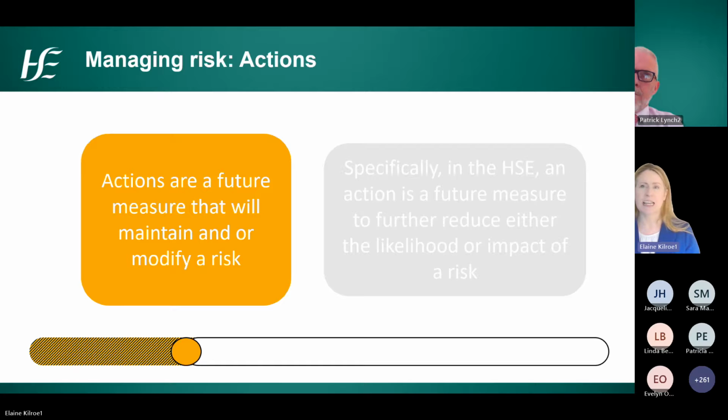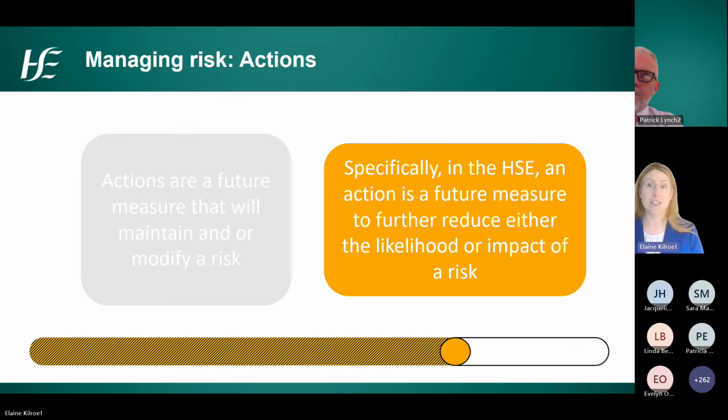So let's just again set out how important it is that control measures be in place, working effectively and operating to reduce either the likelihood or impact of a risk. As I said earlier, there can be a number of measures that can be taken to reduce the risk. Though they do not meet the above criteria, they may in fact be actions. That is a future measure that will maintain and or modify risk.